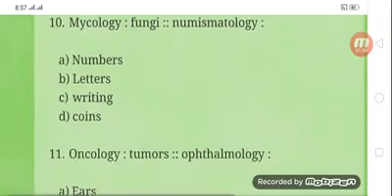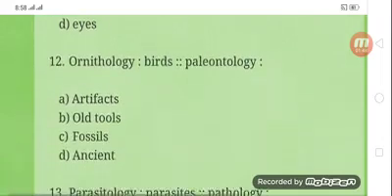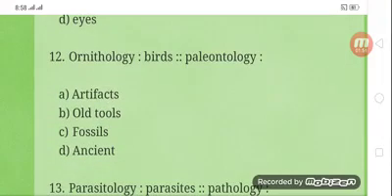Mycology studies fungi, numismatology studies coins. Letter D. Number 11, oncology, tumors, ophthalmology, that studies about eyes and eye diseases and stuff. Number 12, ornithology, that studies birds, and paleontology studies fossils. Okay?